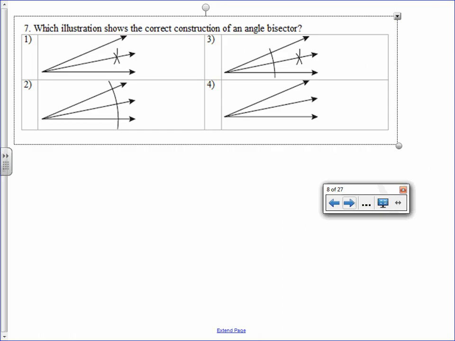Number 7 is just knowing how to do a construction. If you know how to construct an angle bisector, you know you first draw an arc from the vertex, and then from each of these points, you draw an arc, making choice 3 your angle bisector. It's a constructions question without you actually having to do the construction.